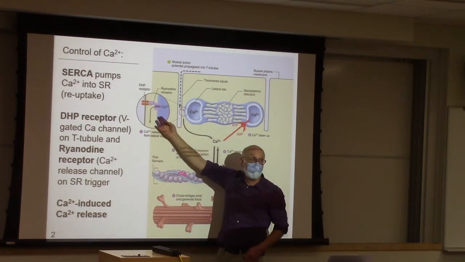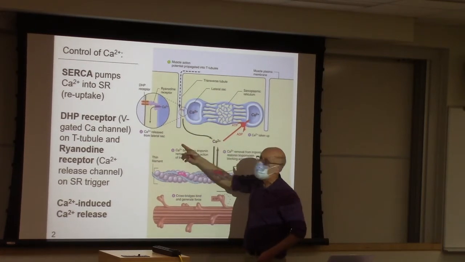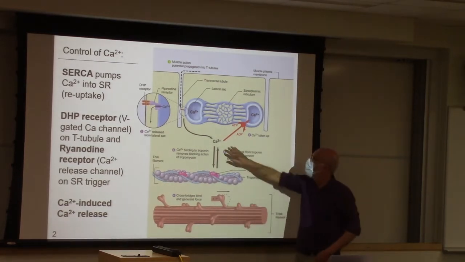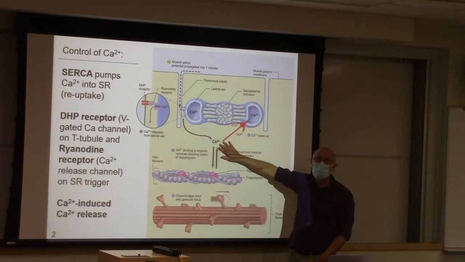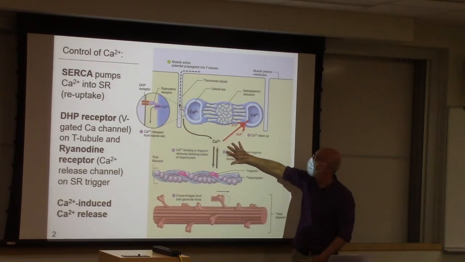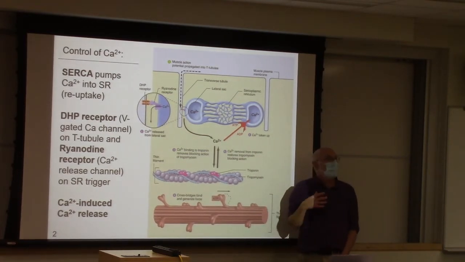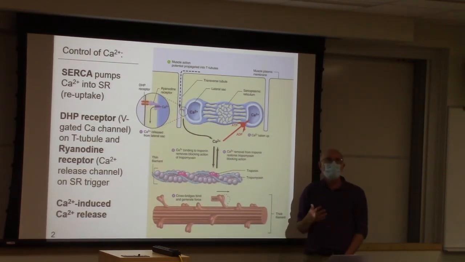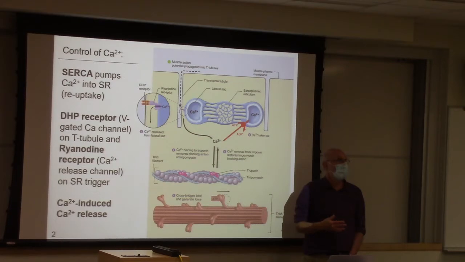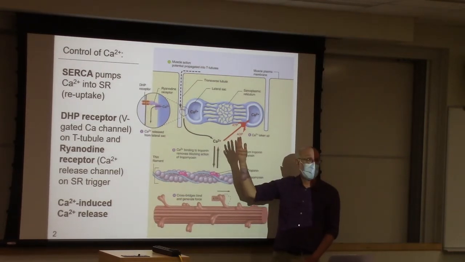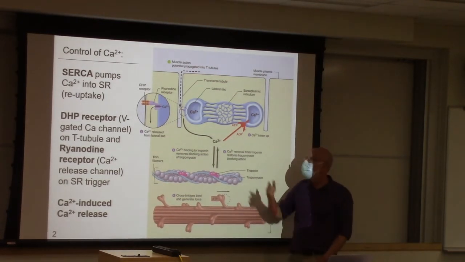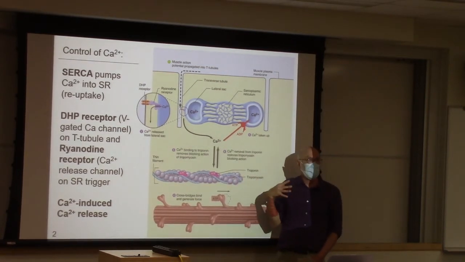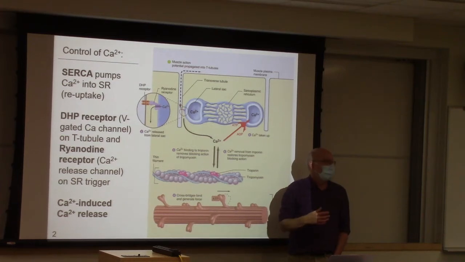Channel opens, calcium flows down its concentration gradient, flooding the cytoplasm with calcium. So the calcium concentration of the cytoplasm goes from something like 0.1 micromolar at rest to something like 100 micromolar when this is excited. A big change in cytoplasmic calcium concentration. It's still low, micromolar, but it's way higher than it was before, a factor of 10,000.